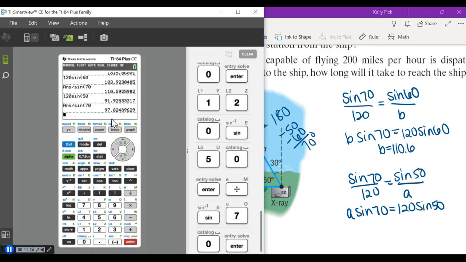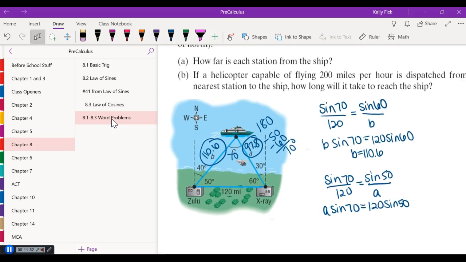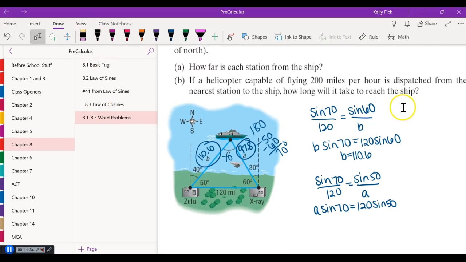97.8 is the length of A. So this is 97.8. So that's my answer to part A. Then it says, if a helicopter capable of flying 200 miles per hour is dispatched from the nearest station to the ship, how long will it take it to reach the ship? Okay, so we're going to find this in hours, and we're also going to find it in minutes.